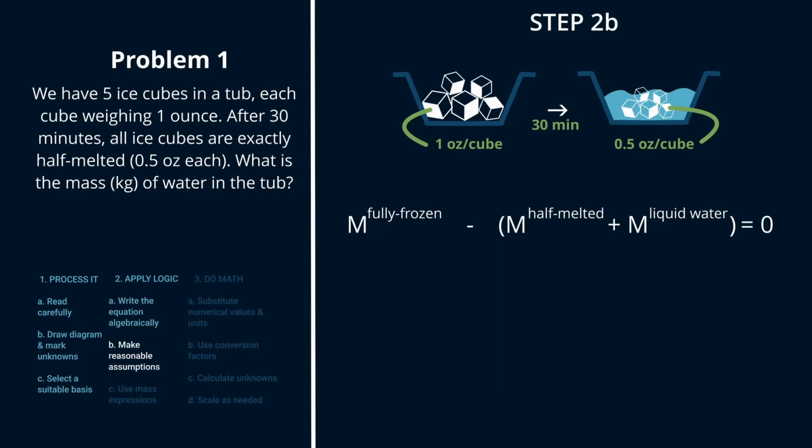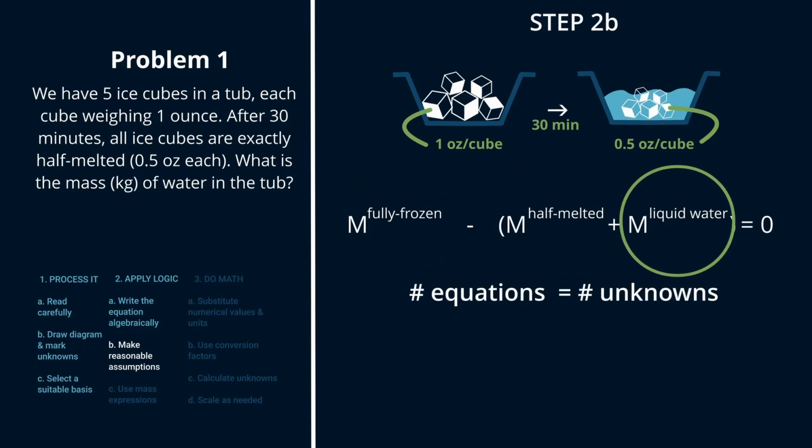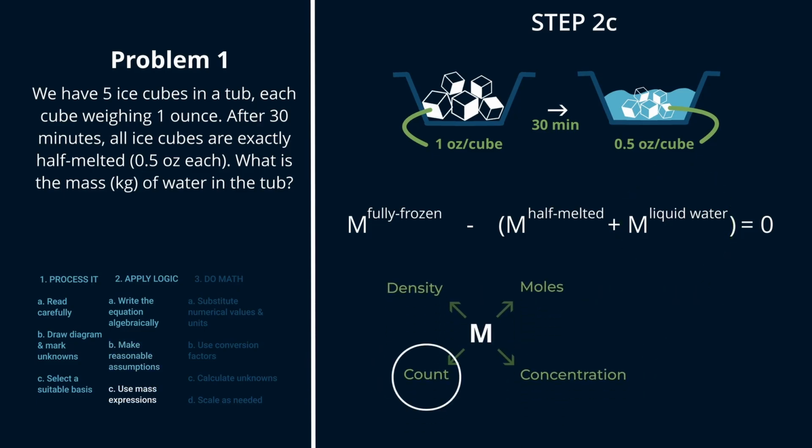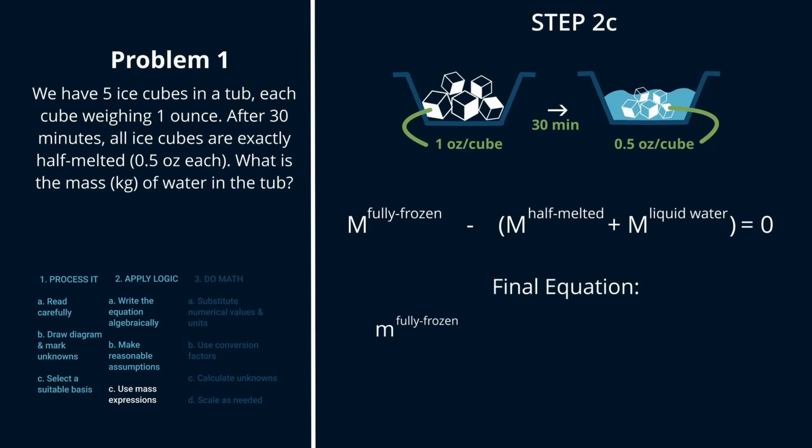The masses of the fully frozen and the half-melted ice cubes are computable, and we are left with one unknown variable and one equation. So the problem is solvable, and we don't need to assume any quantities. We will calculate the mass using the number of ice cubes. The final equation becomes mass of one fully frozen ice cube times the number of ice cubes minus mass of one half-melted ice cube times the number of ice cubes plus the mass of liquid water equals 0.